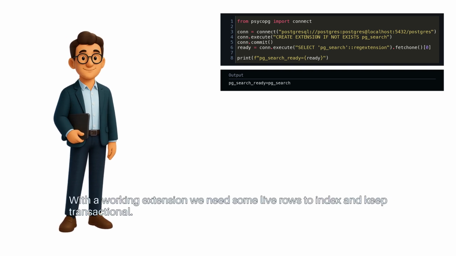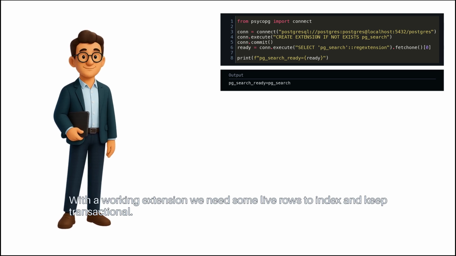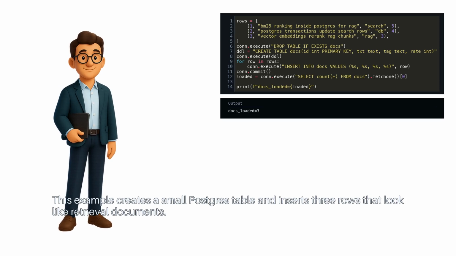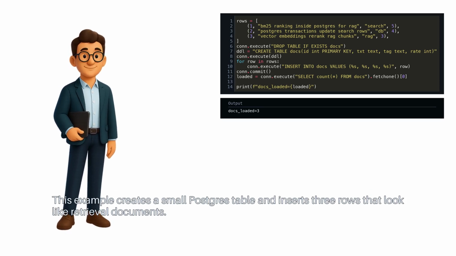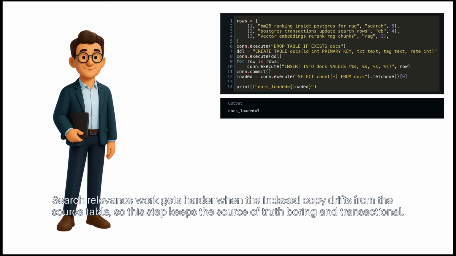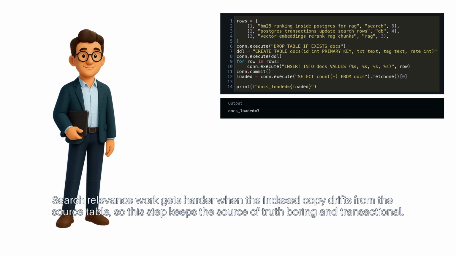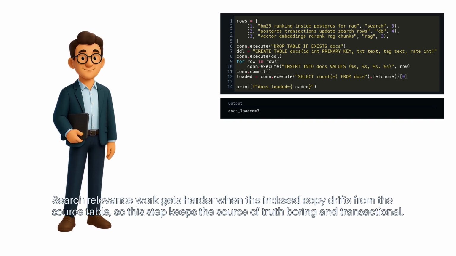With a working extension, we need some live rows to index and keep transactional. This example creates a small Postgres table and inserts 3 rows that look like retrieval documents. Search relevance work gets harder when the indexed copy drifts from the source table. So this step keeps the source of truth boring and transactional.